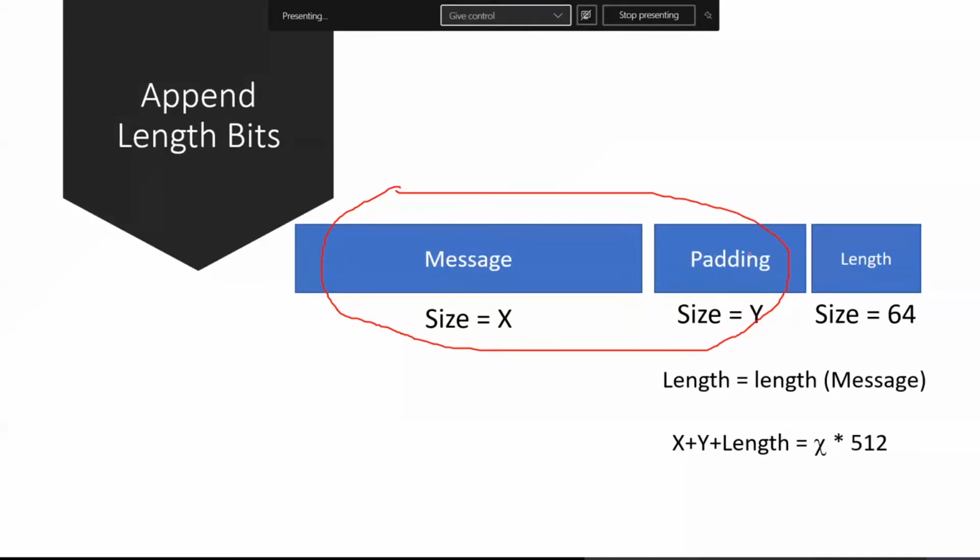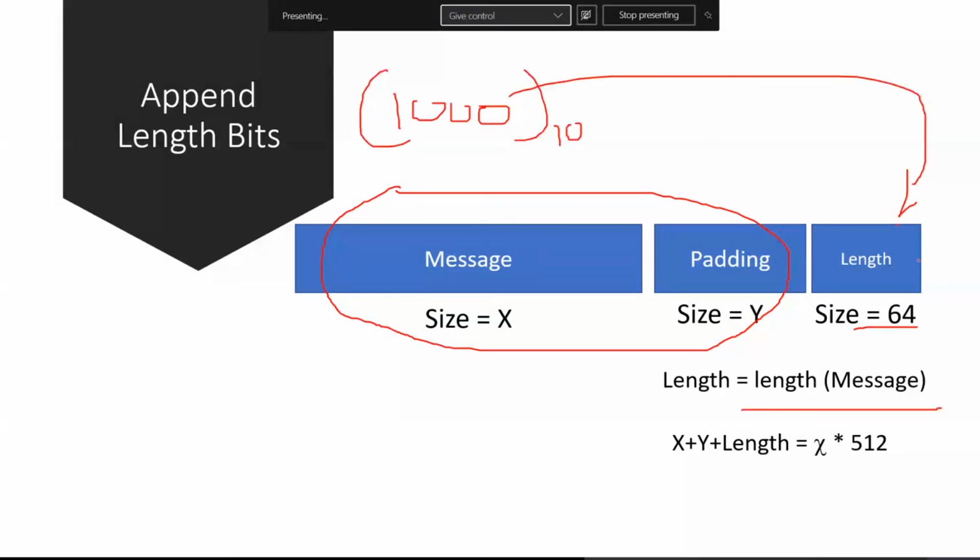Now we add another block called the length block. This block signifies the length of the message. In how many bits? In 64 bits. So in our example, the length of the message was 1000.